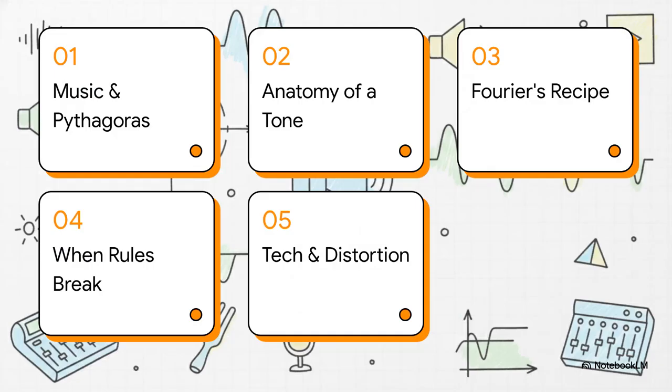So here's our roadmap for the explainer today. First step, music, math, and Pythagoras. Second, the anatomy of a tone. Third, Fourier's mathematical recipe. Fourth, when the rules break. And finally, number 5, tech built on distortion.